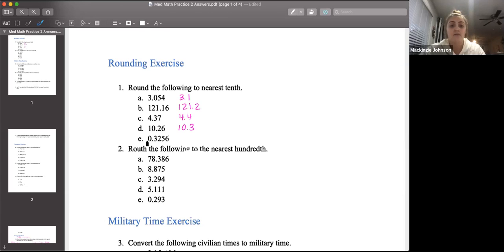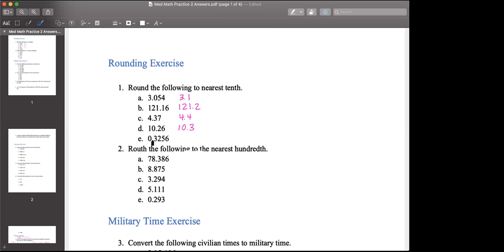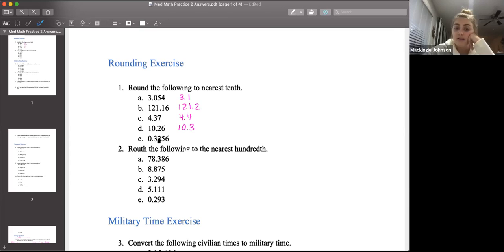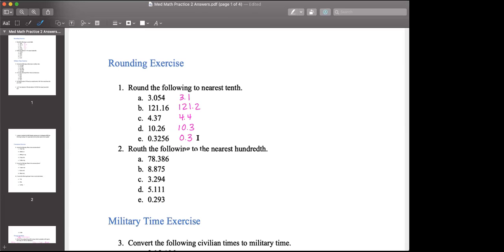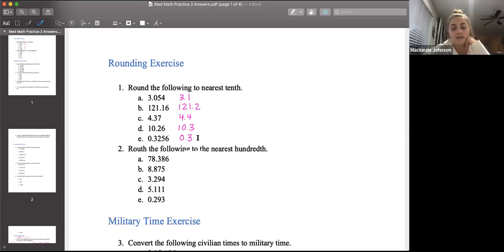And then this one, sometimes people get tripped up on these. So 0.3256. It's not asking about the one spot, right? So it's going to end up being 0.3, because 2 is less than 5. So it just stays as 0.3. Don't let those freak you out, because that's probably going to be something that's asked on the exam. Does that make sense to everyone?